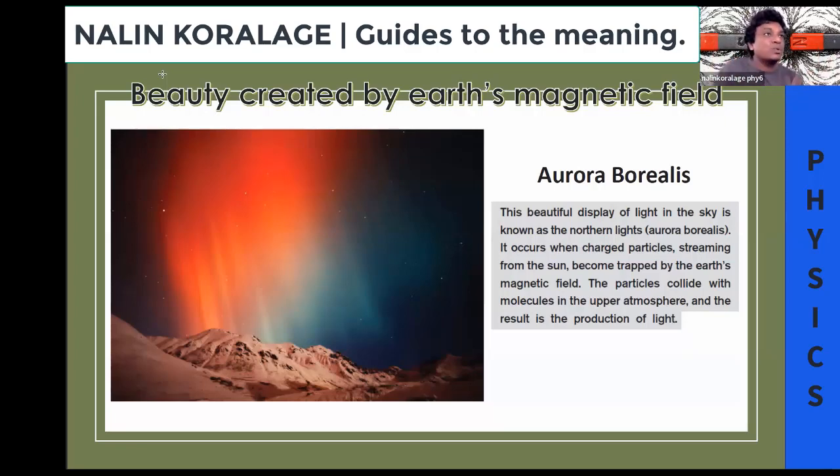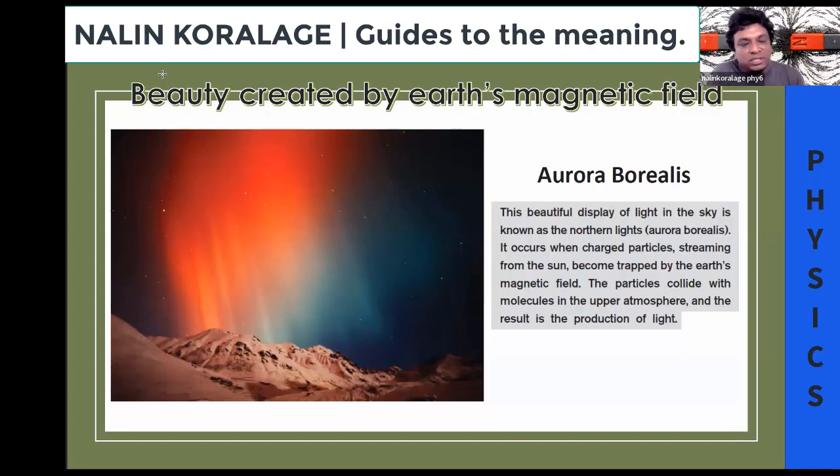There are so many things in our nature we can observe as a result of our own magnetic field, the magnetic field in which we are living right now. Now the figure shows you a beautiful display of light in the sky, which is known as the northern lights, seen at the north pole of the Earth.